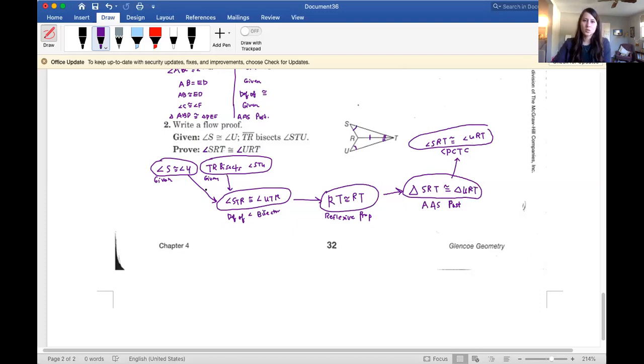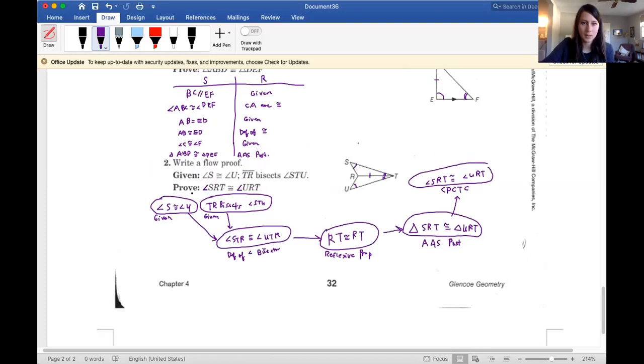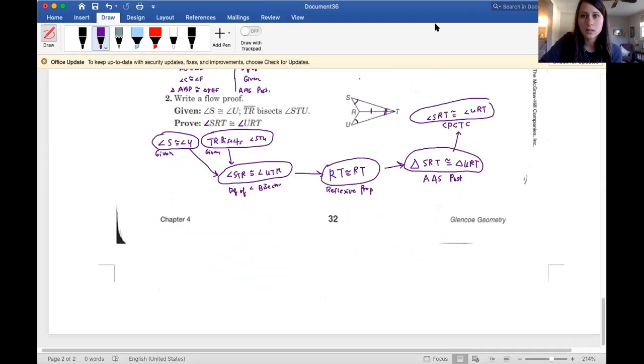So this is just one way to do your proof. It's a flow proof, very similar to a two-column proof, except your statements are in these little bubbles, and then your reasons are just listed right underneath, and then each reason and statement leads into the other statement and reason, resulting in the proof that you've gotten. All right, that's it.